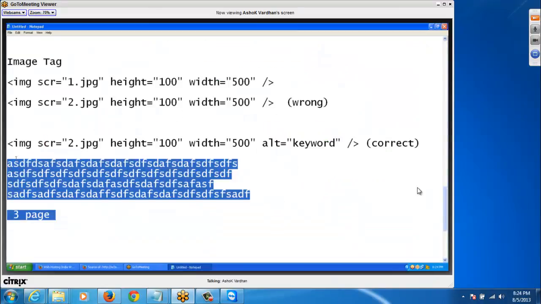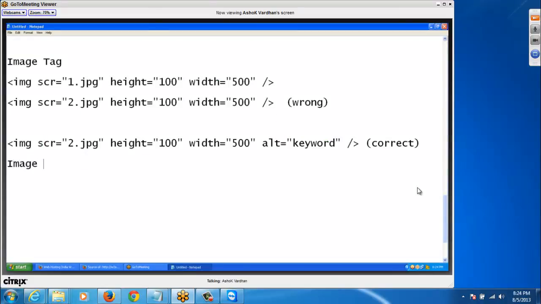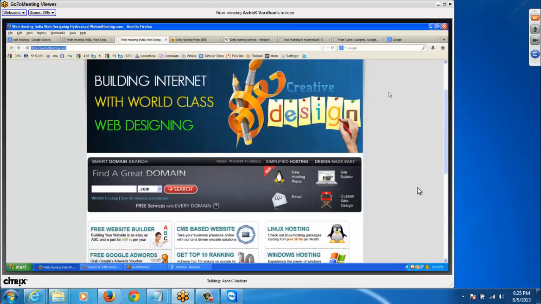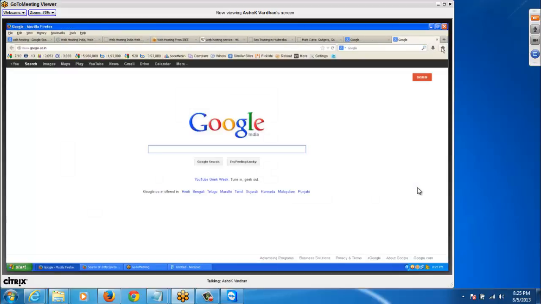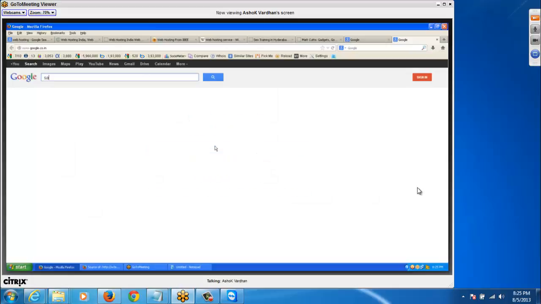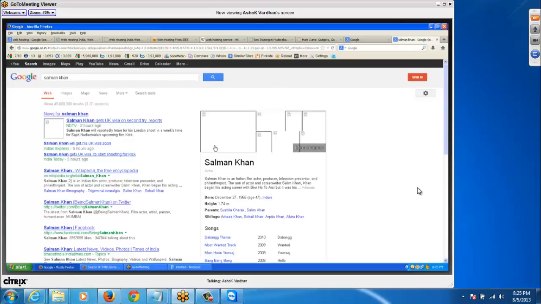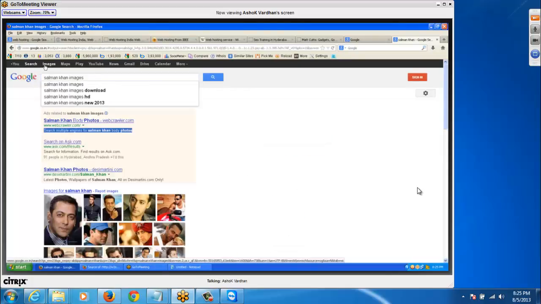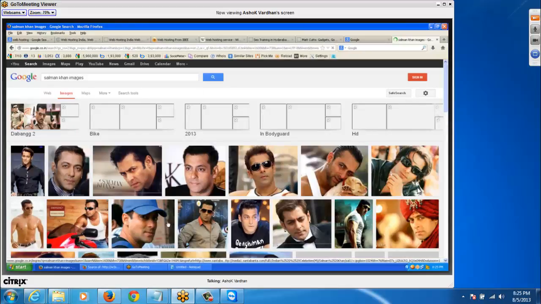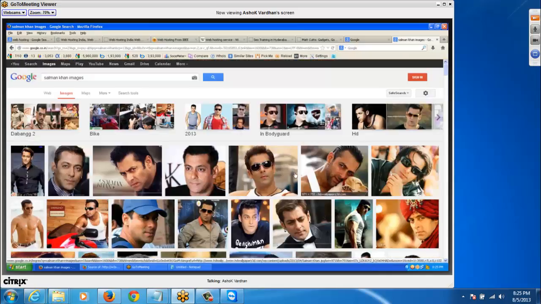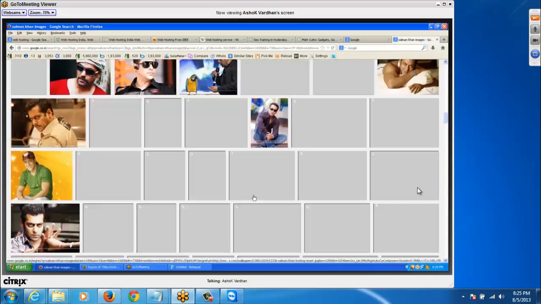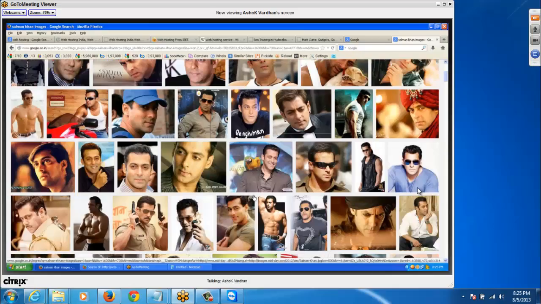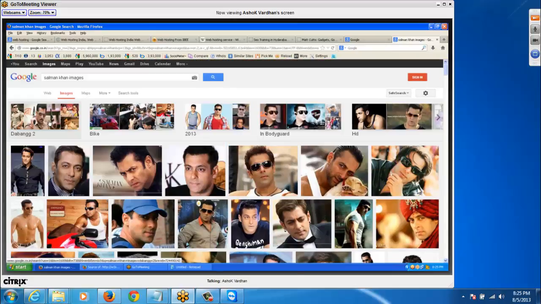Now, next one is image optimization. Suppose now I want to optimize an image. For example, I am taking a Salman Khan image. That time nobody can search results. Maximum we are using only image results. This is nothing but image results. These are Salman Khan images, but in this, first place is occupied by some other website. For this also we have to optimize images.